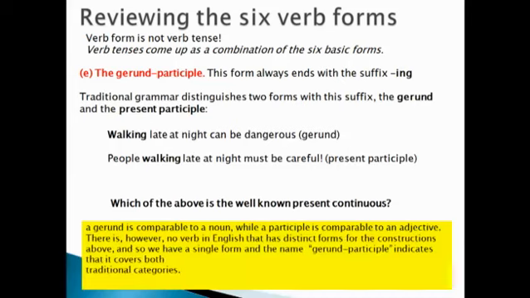Which of the above is the well-known present continuous? Well, people walking late at night must be careful. A gerund is comparable to a noun, while a participle is comparable to an adjective. There is, however, no verb in English that has distinct forms for the constructions above, so we have a single form, and the name gerund participle indicates that it covers both traditional categories.